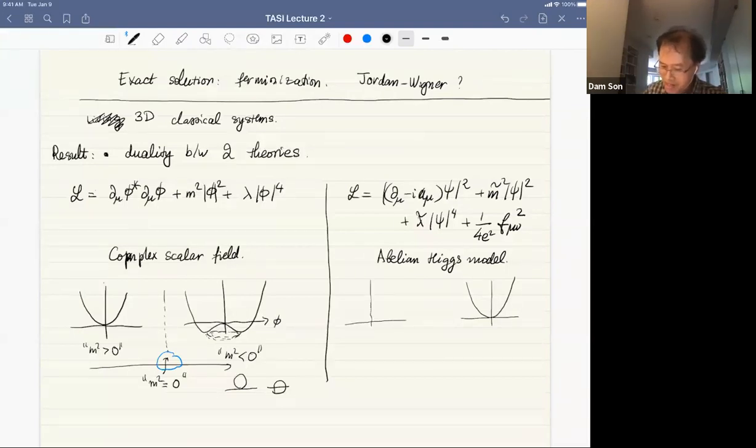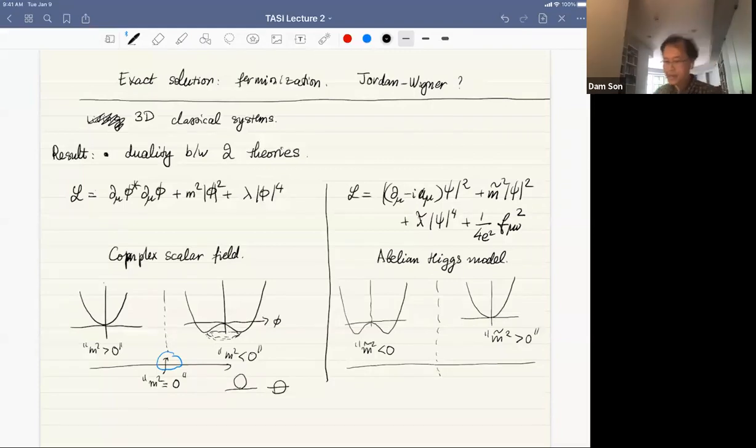So here I'm using an intuitive but somewhat non-rigorous description of the phases. In one phase, this m tilde squared is larger than 0. In the other, m tilde squared is smaller than 0. Again, if we think of m tilde squared as something that runs, the transition between these two phases is claimed to be governed by the same physics as the transition in the first theory.